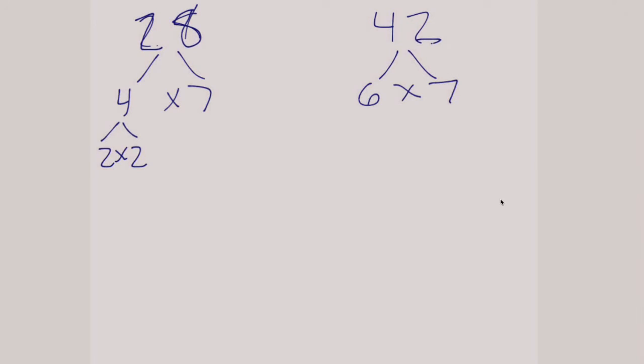How about finding the GCF of 28 and 42? Let's break down 28. 28, I know, will be 4 times 7. 4 will break down into 2 times 2. 7 doesn't break down. It's already prime. Now we go to 42. I think of two numbers that can multiply for 42. I think of 6 and 7. Break down 6 into 2 times 3. 7 I don't break down because it's already prime.